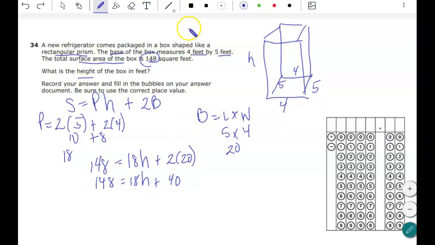Now solve the two-step equation because we need to isolate the variable. So subtract 40. You get 108 is equal to 18H. And then divide by 18.